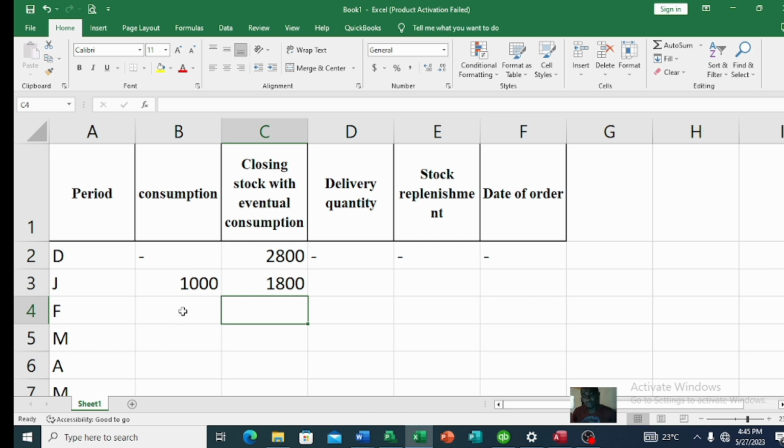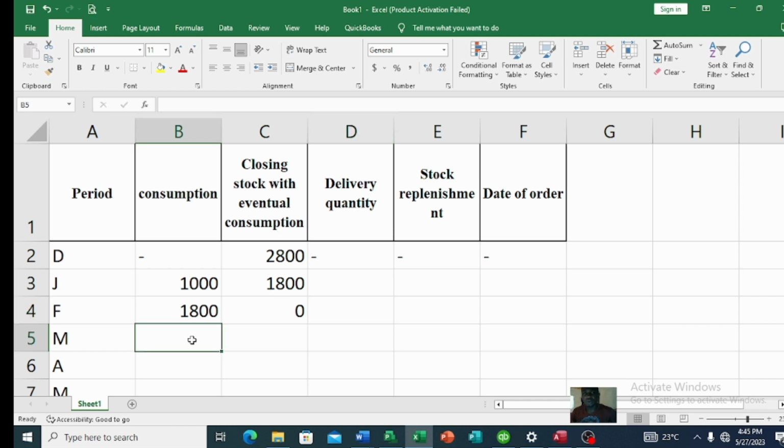The consumption for the month of February is 1,800. So what are we going to have here? We will have this take away this. See that we are already at the S0 stage here. So now what are we going to do to know the quantity that they will deliver to us, since our stock is already 0?